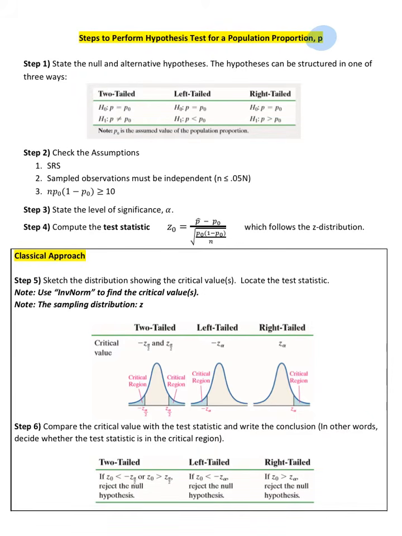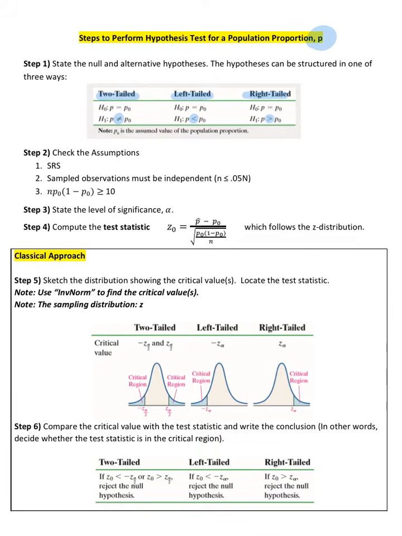The hypotheses can be structured in one of three ways. We talked about that in the previous video, right? So you're going to have either a two-tailed, left-tailed, or right-tailed test. It depends on the problem. For the two-tailed test, H1 has the not-equal sign, for the left-tailed test, H1 has the less-than sign, and for the right-tailed test, it is the greater-than sign.